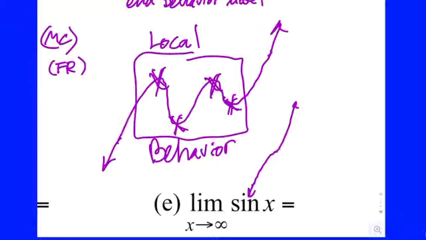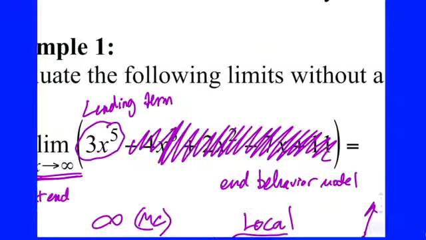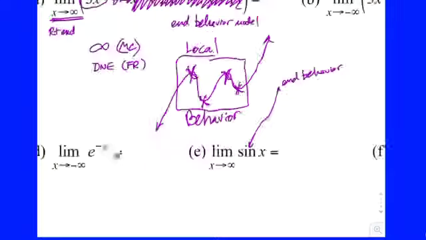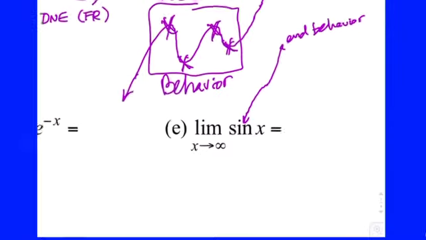And so we call that the end behavior model. It's the function 3x to the fifth. And you can use that by itself without the leading terms. It's kind of like the parent function. You can use that to determine the end behaviors. So because the end behavior model increases without bound as x goes to infinity, so does the function itself, right?